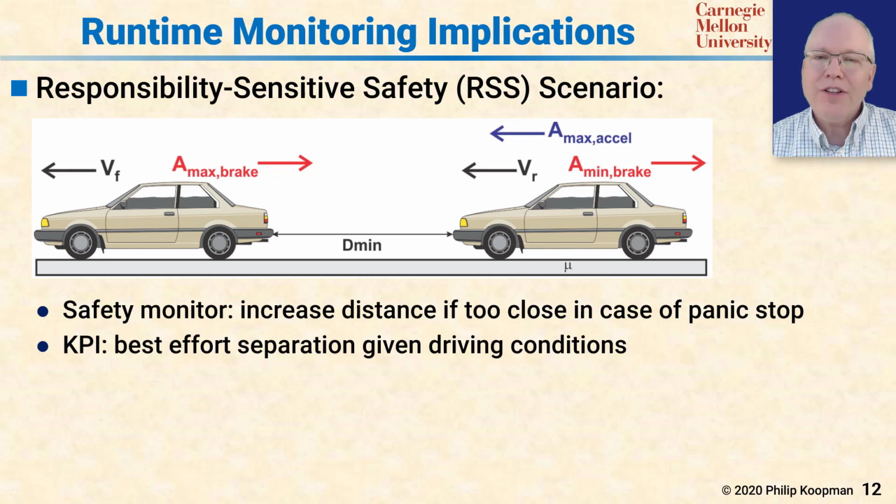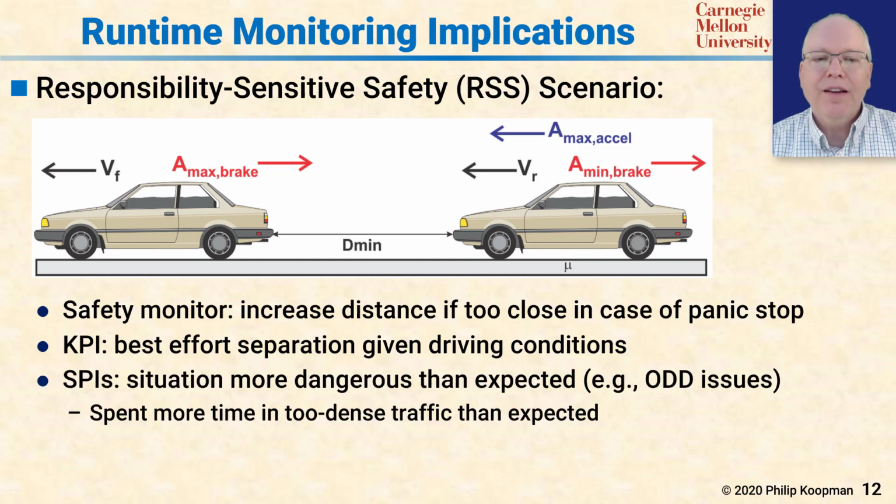For a KPI, just to complete the contrast, a KPI is, am I doing best effort separation given the driving conditions? For example, you may want to be the same distance from the car in front as the car behind. You may want to change lanes to give yourself some more room, whatever. The KPI is, am I keeping my separation distance the best I can given conditions? SPIs are a bit different.